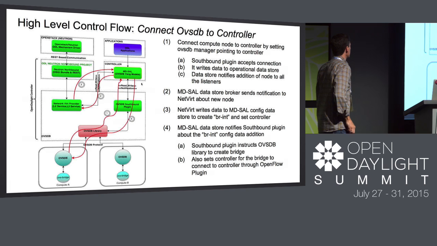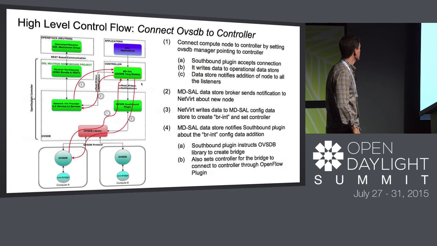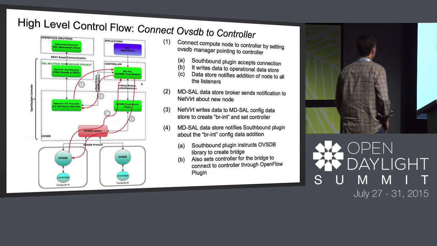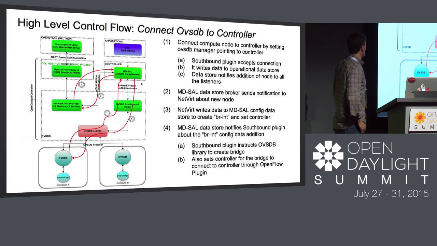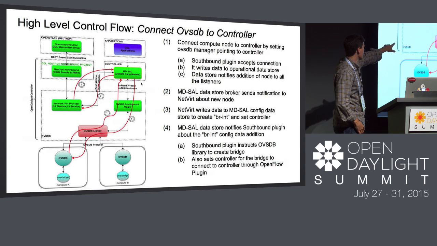Okay, so now we're back to that. So in a normal flow, when everything's coming up, you've got your OVSDB nodes sitting on your compute nodes, via set manager or however you get them pointed at the controller. They'll connect into the OVSDB library. That's that wavy one. The library gets that connection, and it passes that over to the southbound plugin.